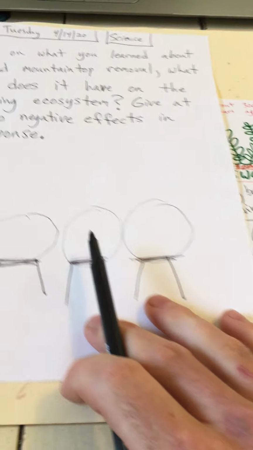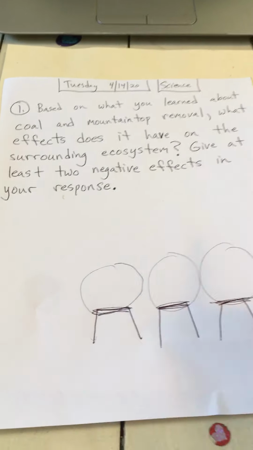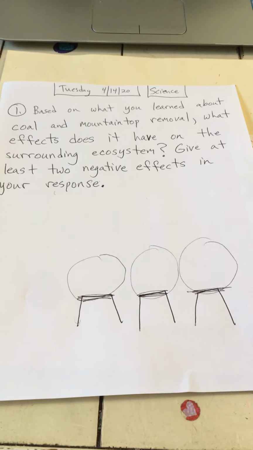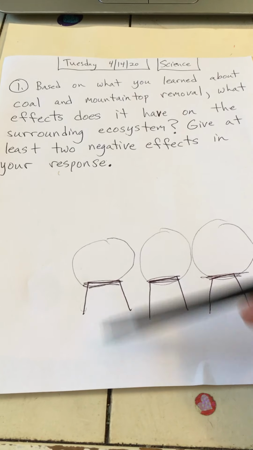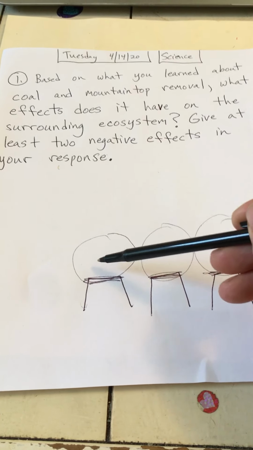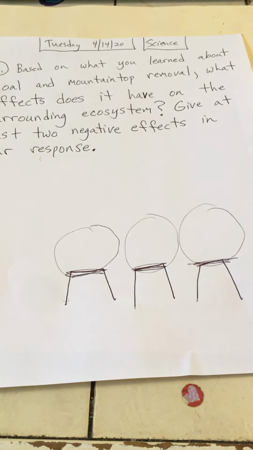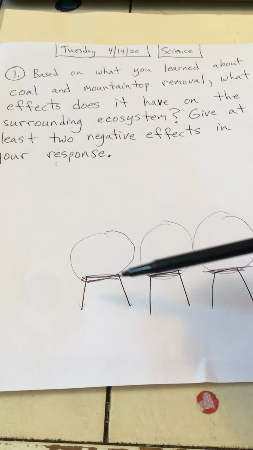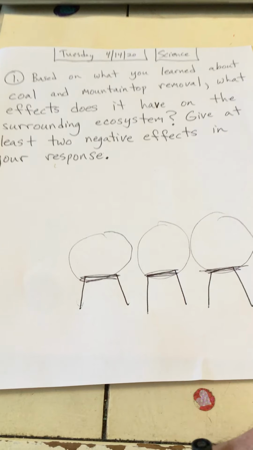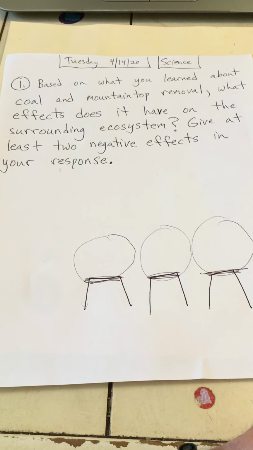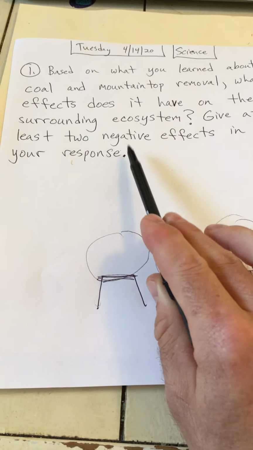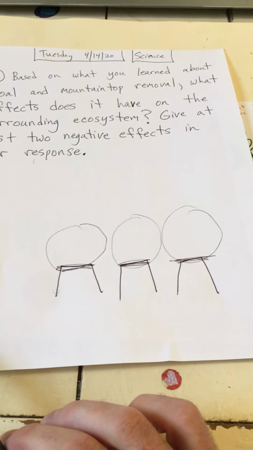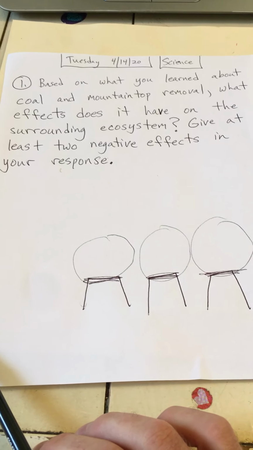I want you to think about this question. Based on what you learned about coal and mountaintop removal, what effects does it have on the surrounding ecosystem? So the fact that these mountains are no longer there, the tops are blown off to get out the coal, what effect is that going to have on the surrounding ecosystem? And I want you to give at least 2 negative effects in your response. So 2 bad effects that it's going to have on the ecosystem, okay?